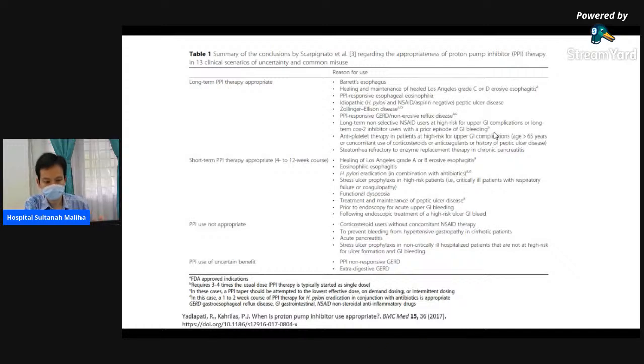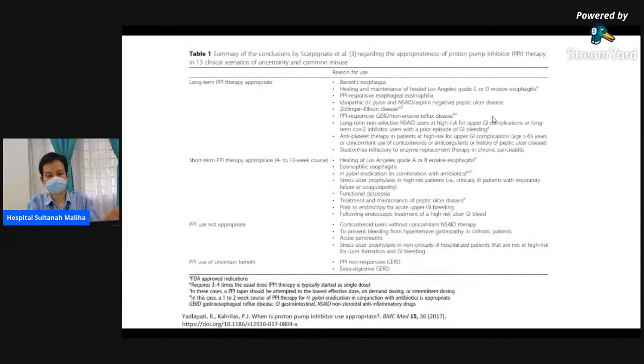And the last but not least, PPI use of uncertain benefit, means kita bagi pun tak tahu boleh berguna ke tak, which is PPI non-responsive GERD or extra-digestive GERD symptoms. So you can see this paper actually has a very good classification of what should be the consensus when we're talking about prescribing and using PPI therapy appropriately.